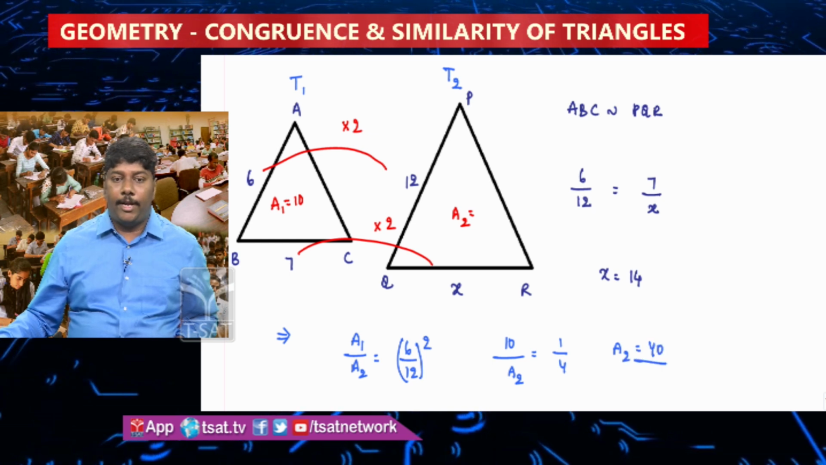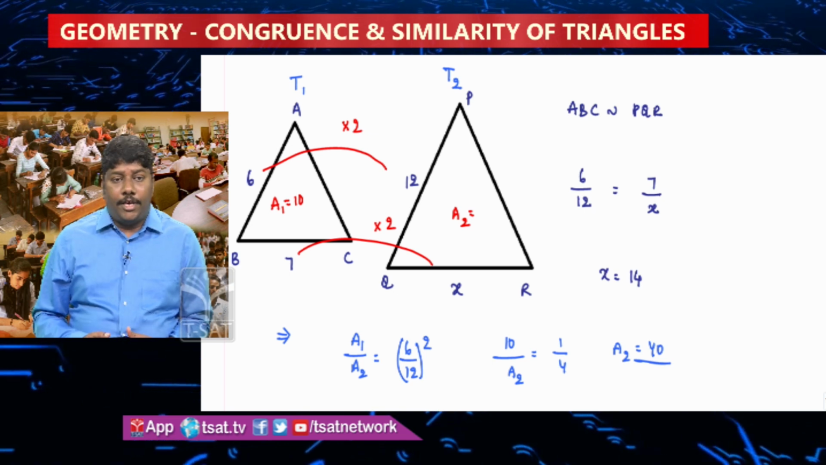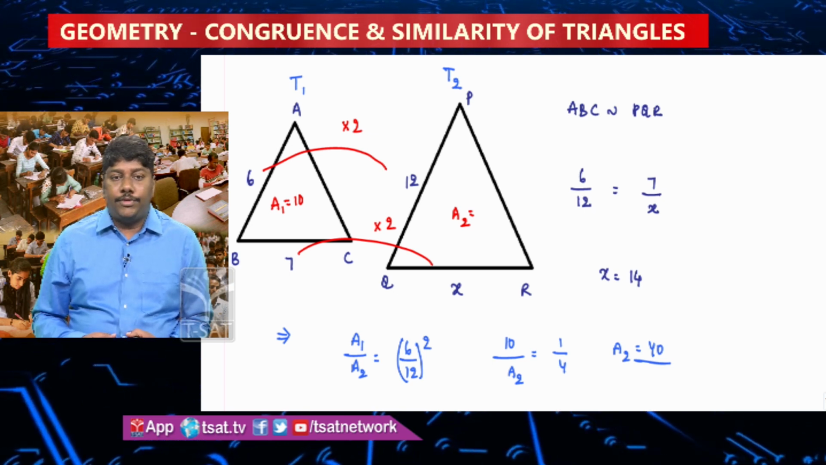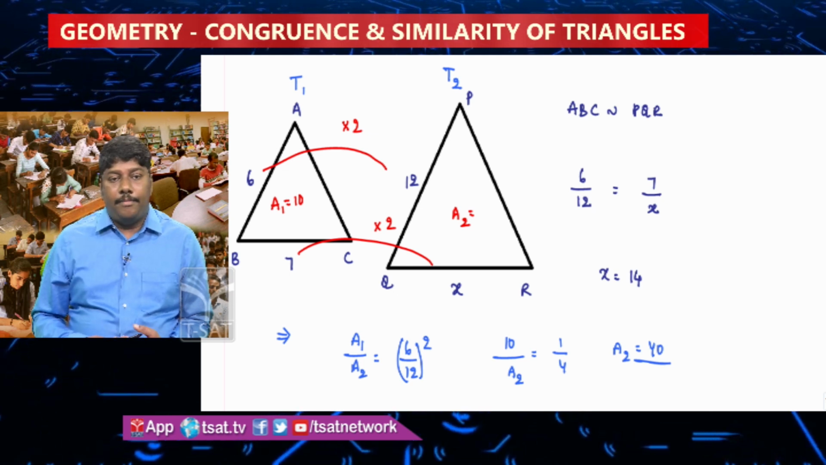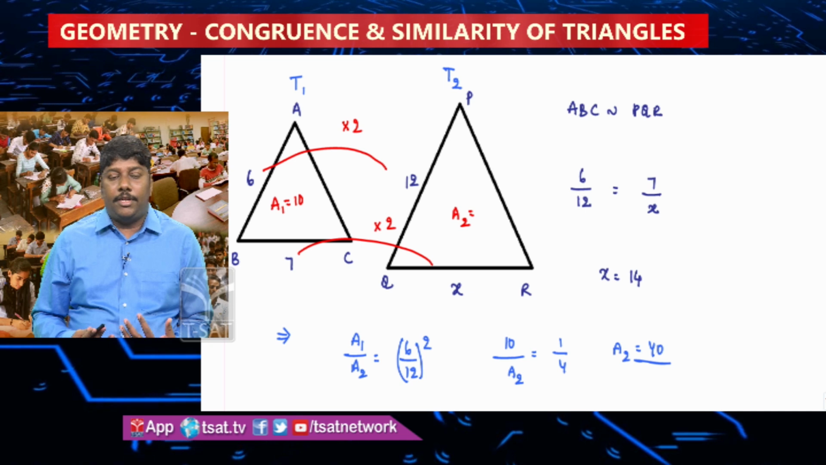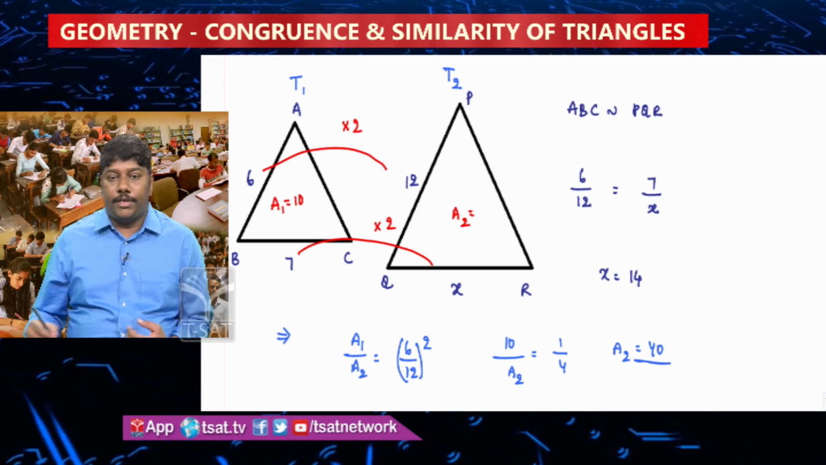I'm just giving you random values as areas. Area is equal to 10 and 40. These are random values here. So here you can observe the sides ratio is 1:2. Therefore, areas ratio is 1:4. Similarity may or may not happen in two different triangles. It can happen within the single triangle also, and it is very, very important.